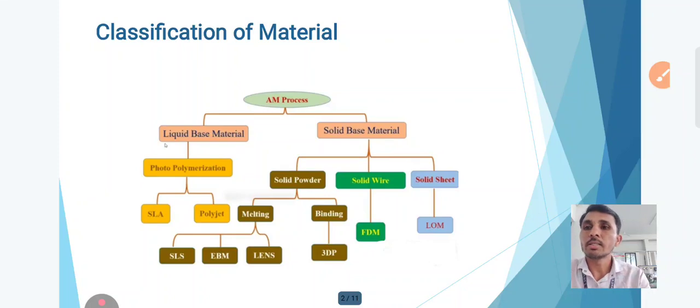The material is basically classified into two parts. First one is liquid based materials, another one is solid based material. In liquid based material, the material is in the form of resin, and solid based material is again divided into three parts. First one is solid powder, second one is solid wire, third one is solid sheet. SLS is a part of solid powder. In SLS we use fine powder as a material.